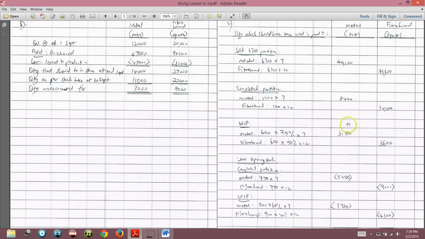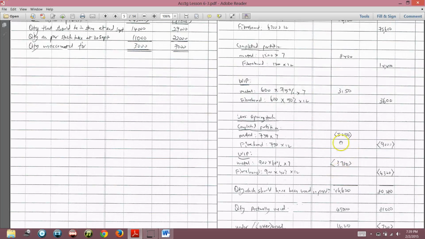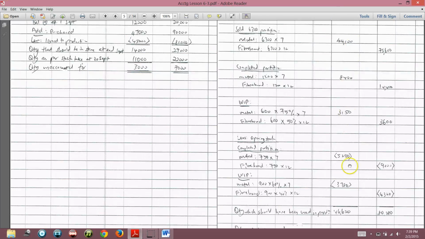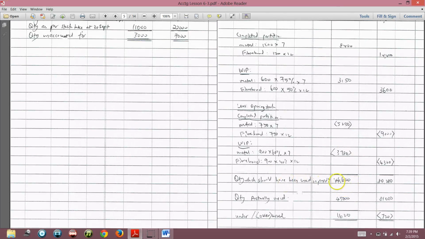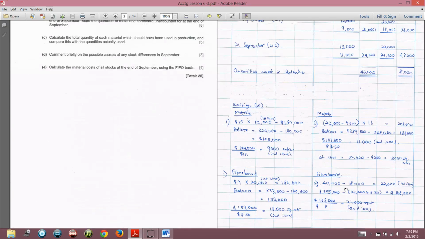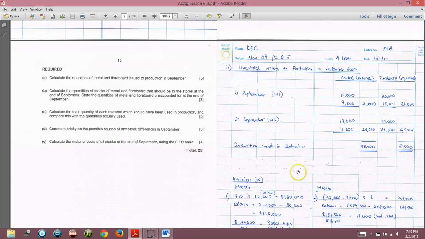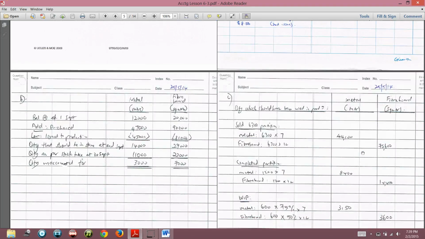So the sold, the closing stock minus the opening stock, minus this, these are the closing stock. So that means if you tally up all this, okay, this plus this minus this, the quantity that should have been used in production is actually so much. So what is the quantity actually used? Okay, so you see part A says quantity issued to production. So now the boss is actually questioning the production manager. Okay, fair enough.